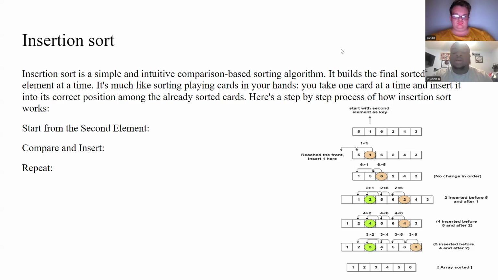And here's a step-by-step process of how insertion sort works. Start from the second element, compare and insert, and repeat. Right here we have a picture, an example of how it would look in a chart. Basically you start with the second element as a key, then you switch 5 and 1, so 1 becomes the second element. You just keep repeating as you go down.